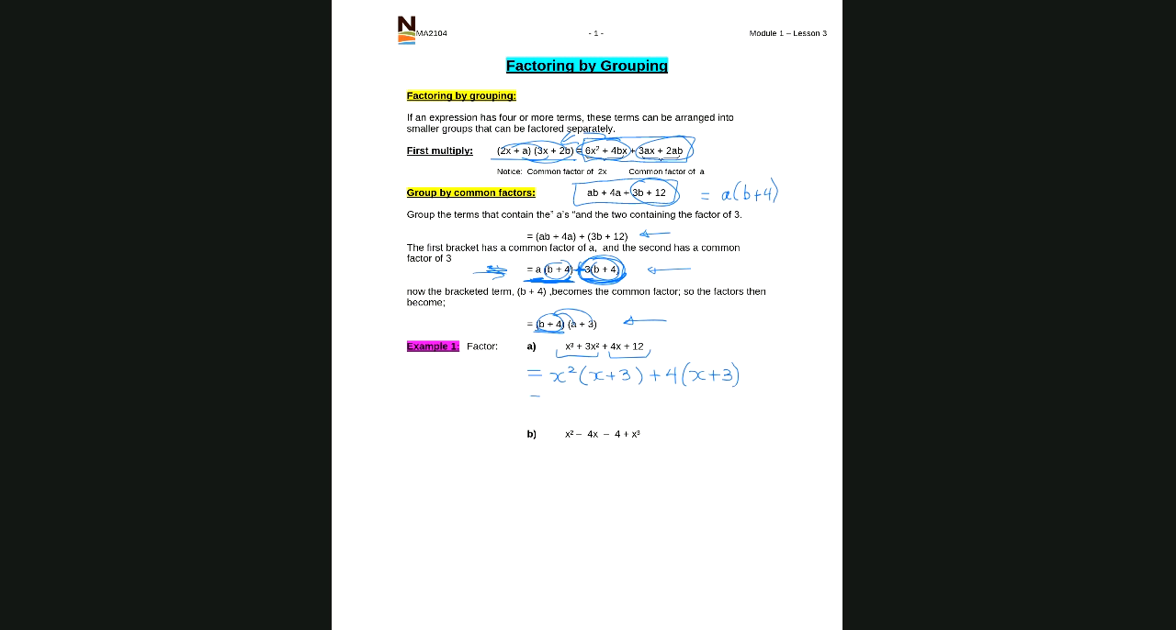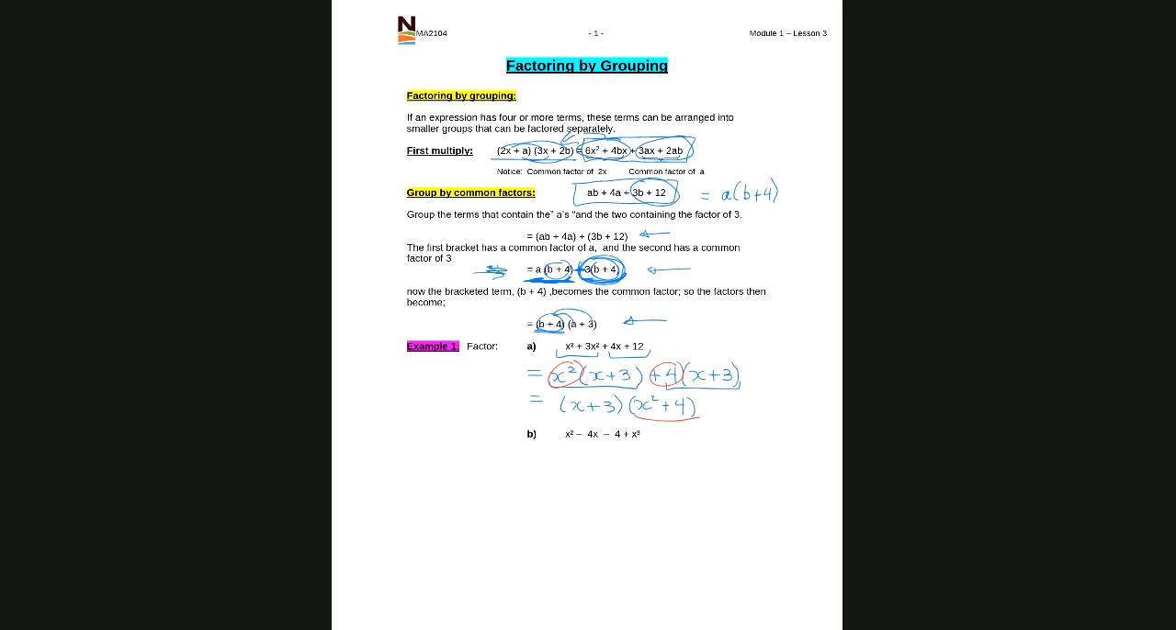So this is the first term, this is the second term. Now the common factor is the bracket. And the bracket times x squared is the first term, and the bracket times plus 4 is the second term. In other words, you're just going to put the term in front of the bracket in the second bracket. That's basically what you're doing.